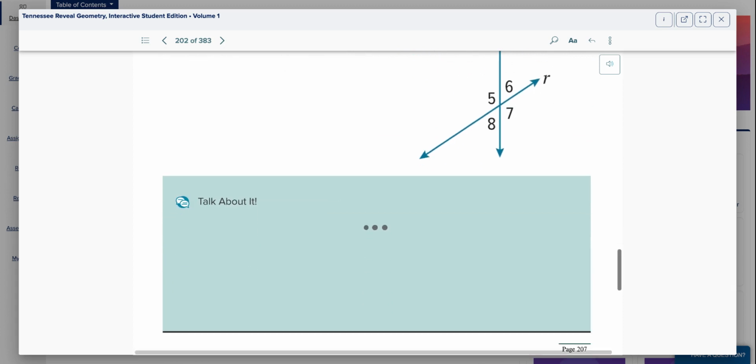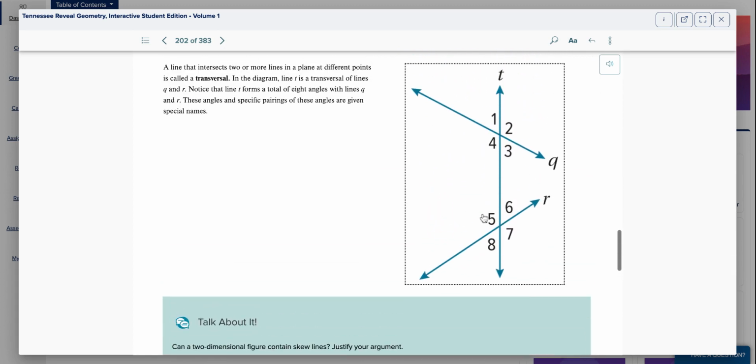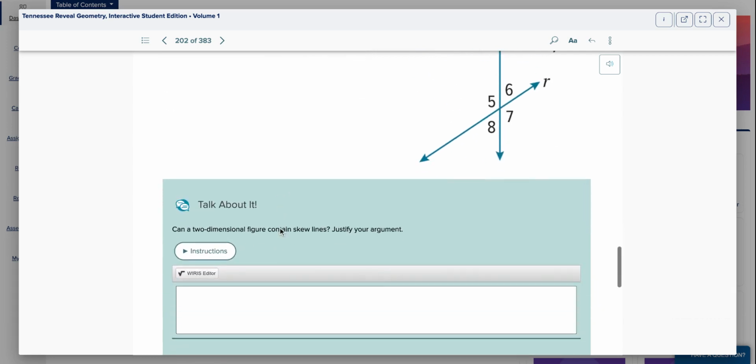Now that makes a big difference when you're talking about congruence of angles. So we'll talk about that, I'm sure, in a few minutes.